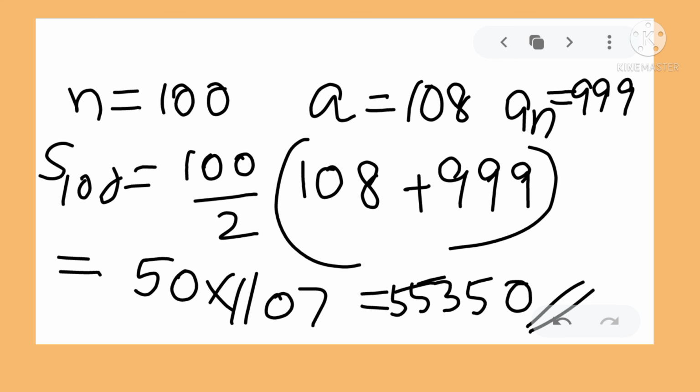I think all of you are clear on the idea of how we can find the value of n, how we can find the sum of n terms of an AP, and how we can find the last term and first term of an AP using this method.